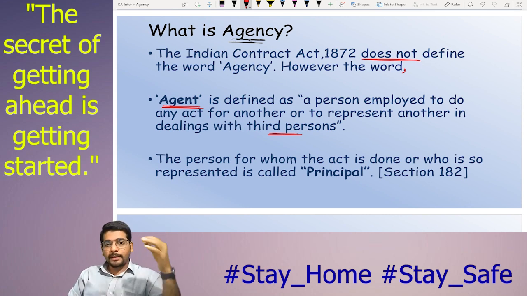For example, you have purchased these lectures from a particular classes. The name of the classes is ABC. You told the classes that you want to buy the lectures for CA Inter Law, or CA Final Law, or CS Executive Law, or CS Professional, whatever. So let's say, for example, CA Inter Law.